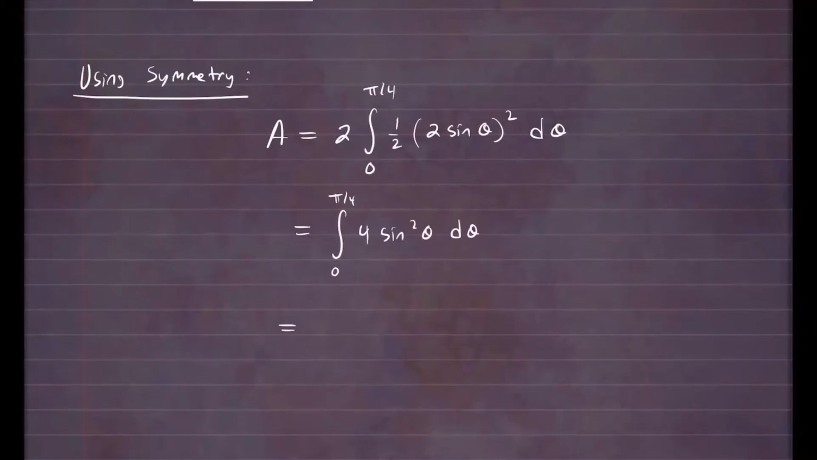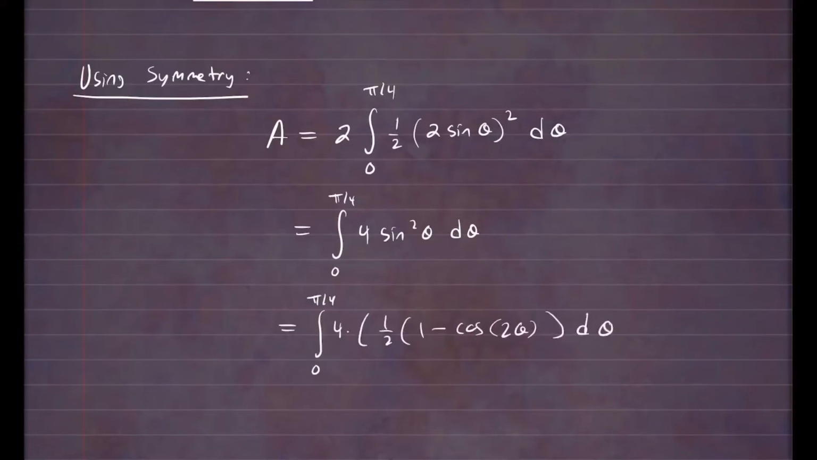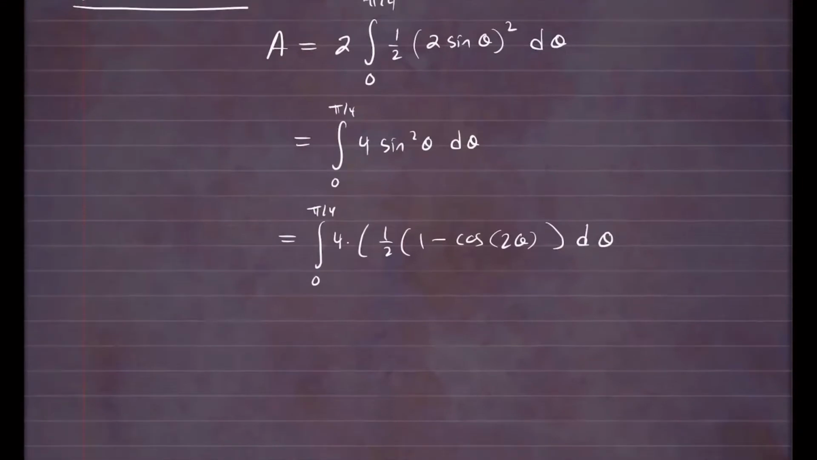And we know what that is. So this is simply the integral from 0 to pi over 4 times 4 times 1/2 (1 minus cosine 2 theta) d theta. And then 1/2 and 4, that will turn into a 2. We're integrating from 0 to pi over 4 of 1 minus cosine 2 theta d theta.